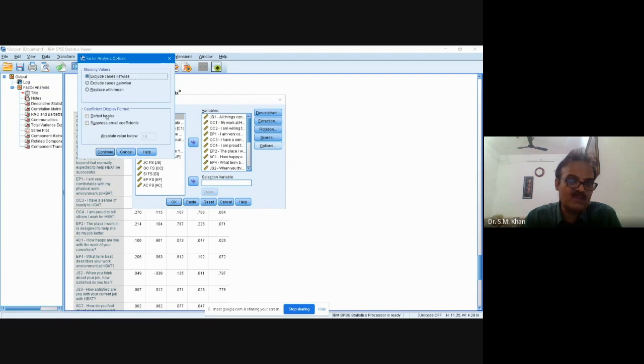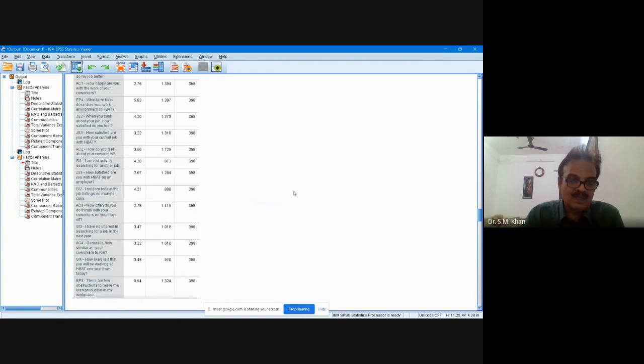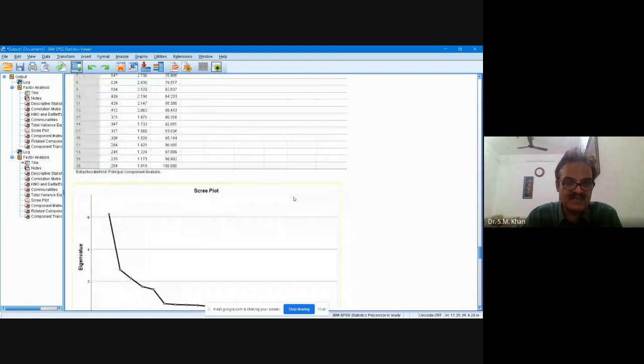Coefficient display format. This is very important. Sorted by size: the item with the highest loading will come first, and so on. And suppress small coefficients, loadings if the value is less than or equal to 0.40. But this is the change. Now you will see this table. Continue and okay. Now going to the last table, friends.